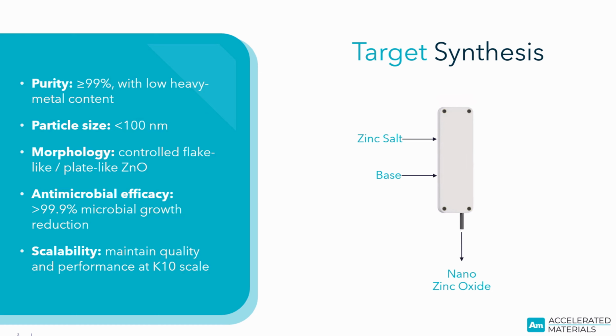The synthesis that we're attempting here is we're reacting a zinc salt with a base, and we're getting our nano zinc oxide. We simply have two ingredients here, and we're able to control exactly which zinc oxide we want simply by changing the shear conditions within the reactor.